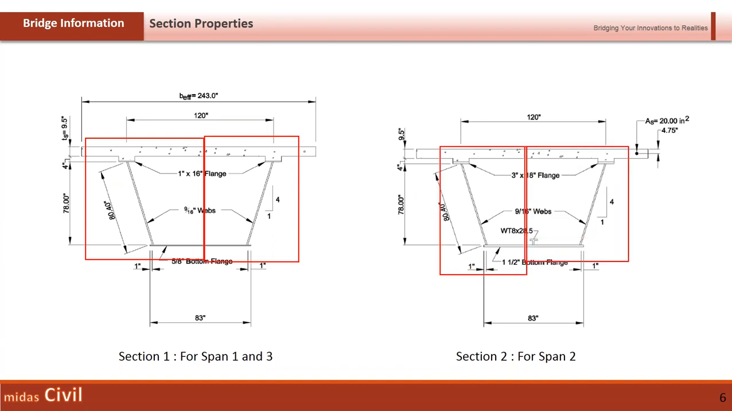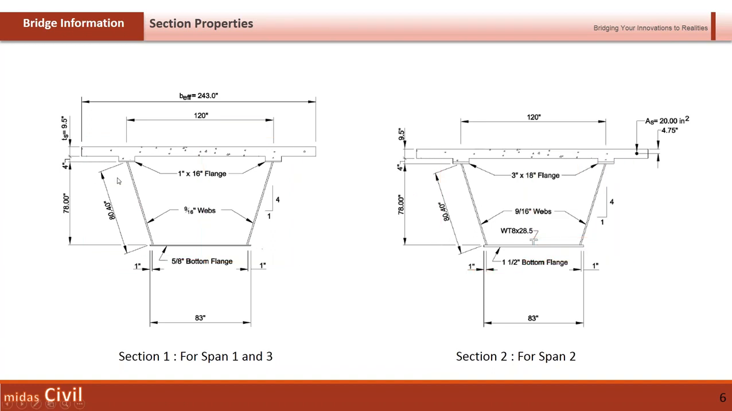So in Midas Civil we'll just create tub sections with a slab, and we'll use the wizard to go about the modeling. These are the 2 sections. For span 1 and 3, we are having this kind of section. For span 2, I'm having the second type of section that you're seeing here.